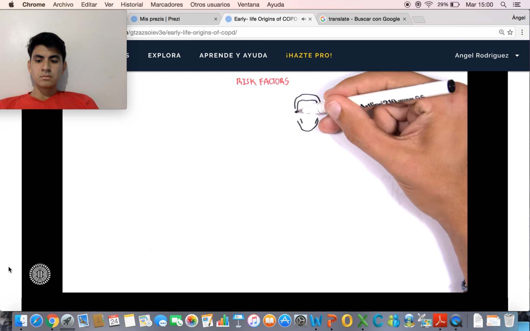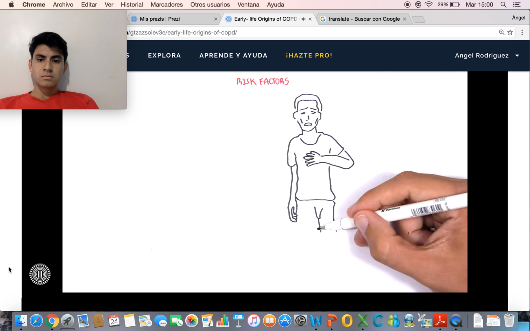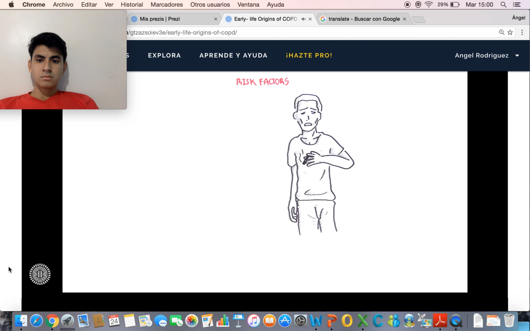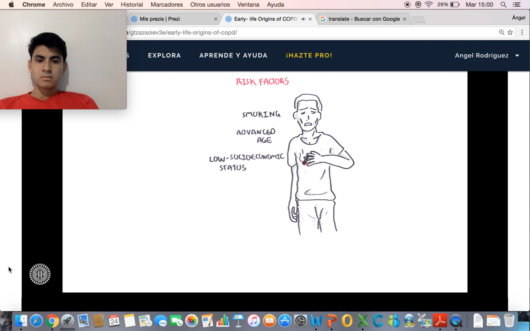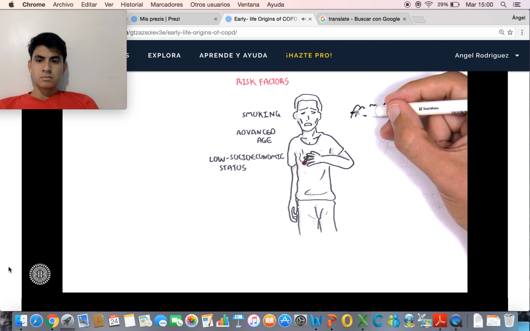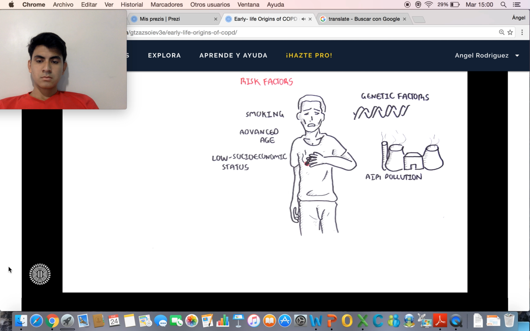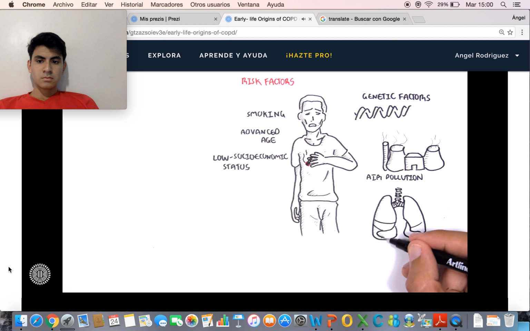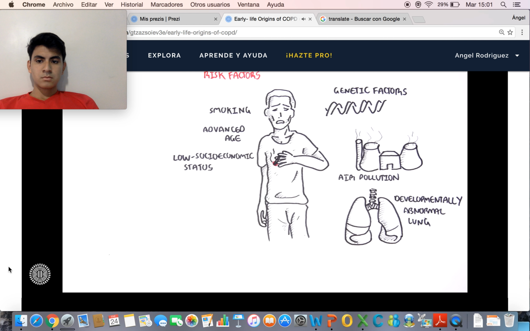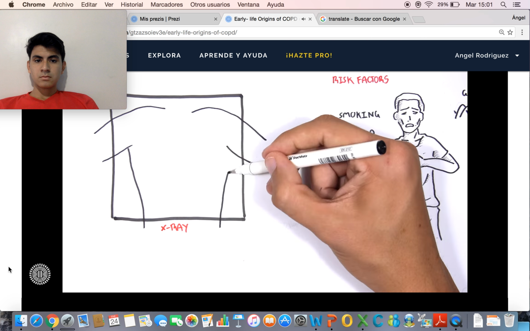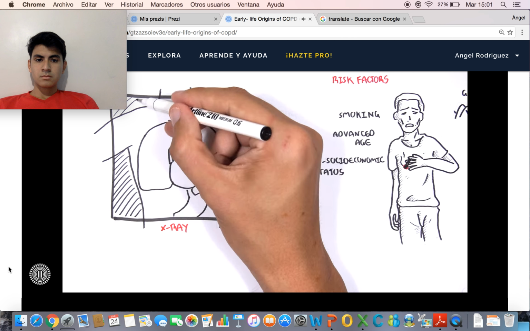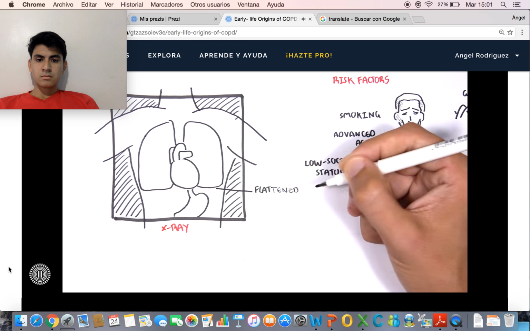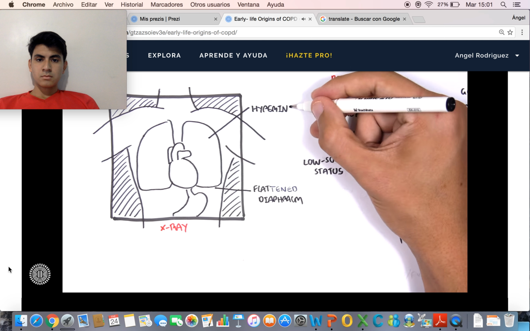Some risk factors for COPD, both emphysema and chronic bronchitis, include smoking, advanced age, low socioeconomic status, genetic factors, and developmentally abnormal lungs, which predispose one to COPD. Investigations in a suspected case include a chest X-ray, where findings can include a flattened diaphragm and hyperinflation.